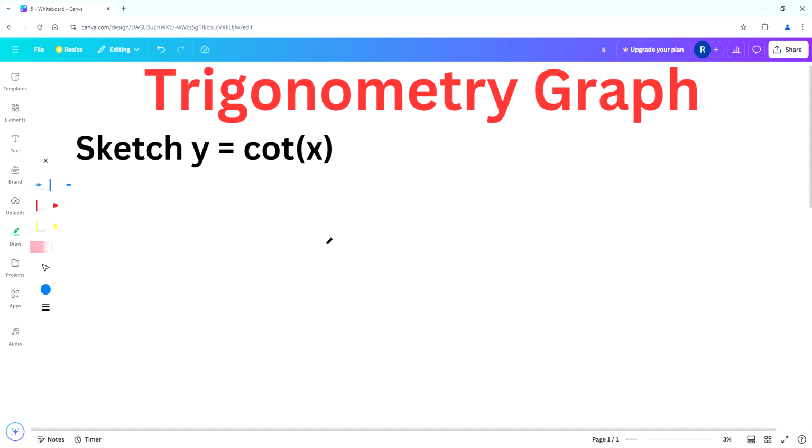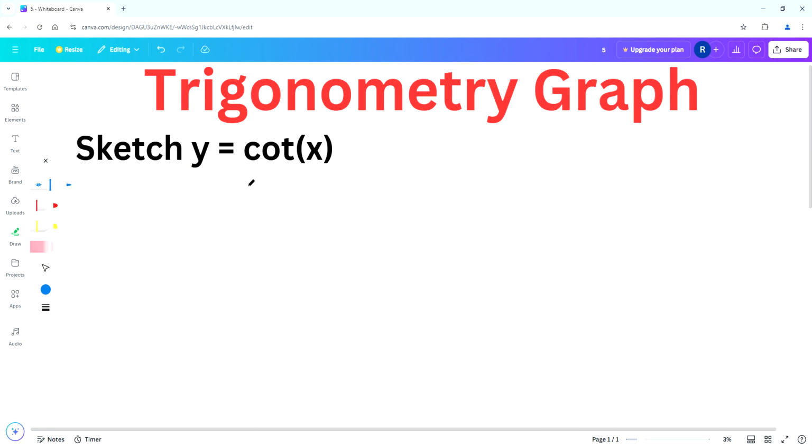In this video, we'll graph the trigonometry function y equals cotangent x. Cotangent ratio is the reciprocal ratio for tan. Therefore, there are similarities between the graphs of tan function and cotangent function. For details on how to graph the tan function, you can check out the video for graphing y equals tan x.